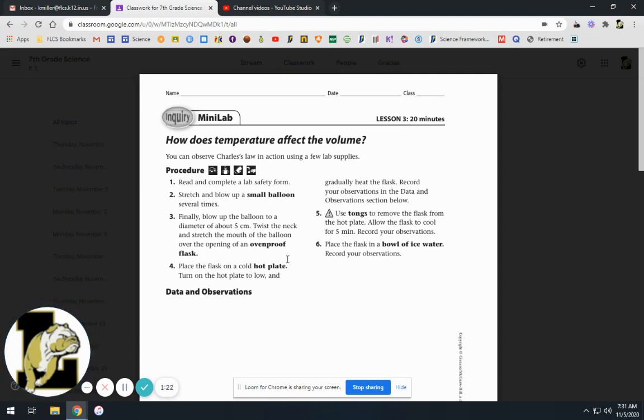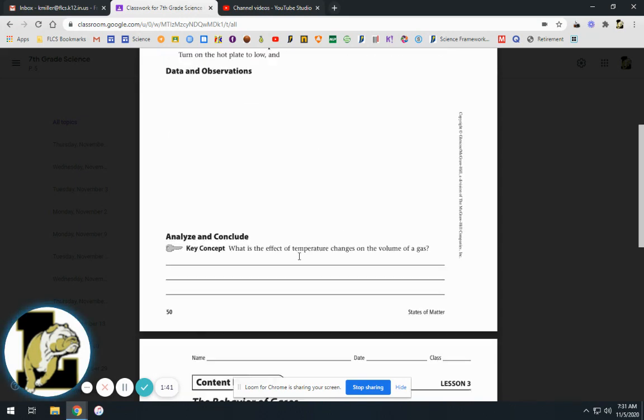Charles' Law again states that the hotter the temperature, the greater the volume. The volume of the balloon is going to increase. Whenever you remove the flask from the hot plate, it is going to then decrease once again because the gas is going to turn back into a liquid. Okay, that is going to model Charles' Law.